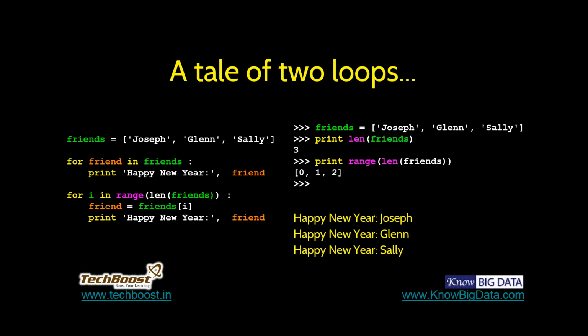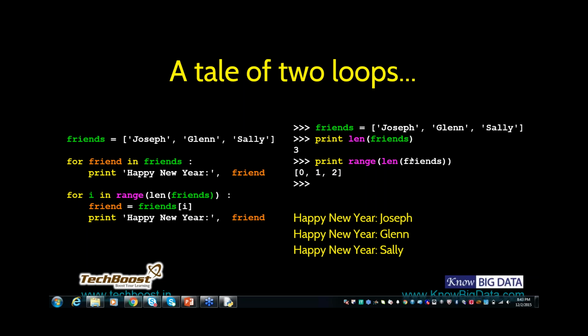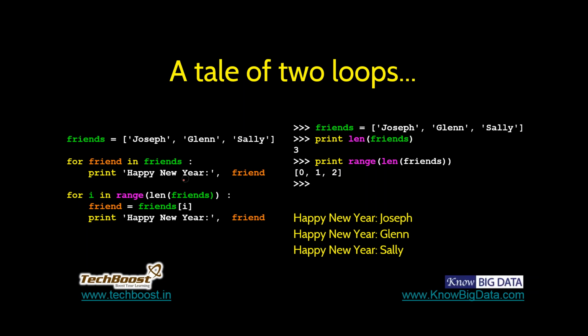Next, we have put in two different for loops over here. Friends is the list of friends, a list of strings. Now we're trying to loop over these friends, and in the first loop we have just used the iteration variable and the collection.